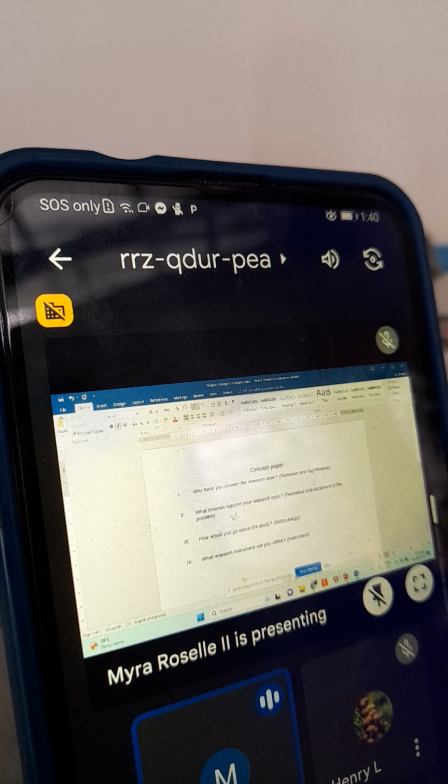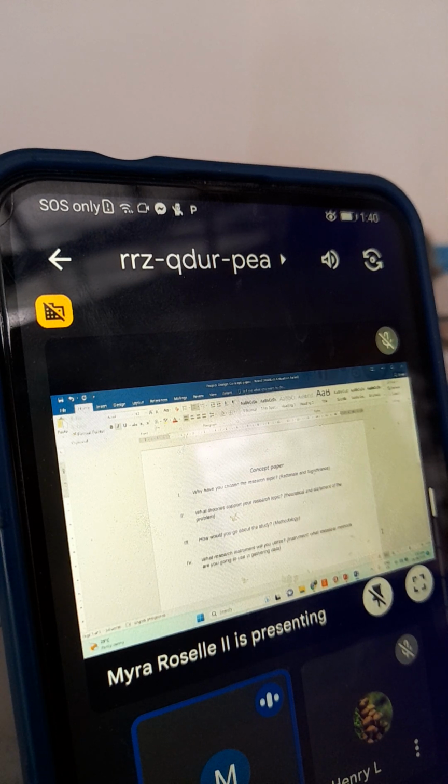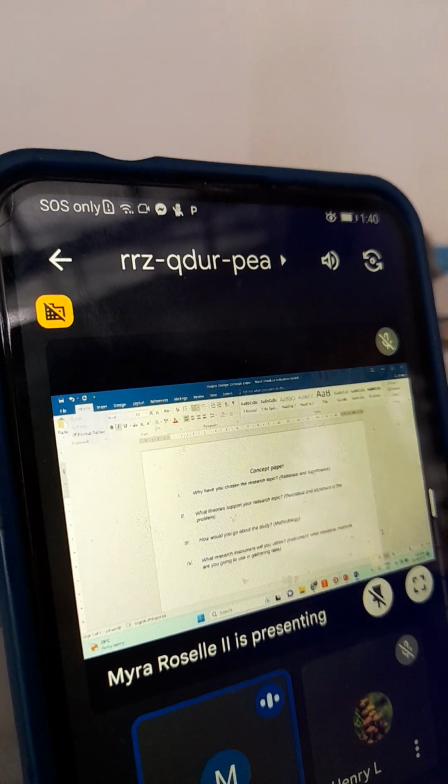Here, it's still part of methodology, but the answer here is what statistical method are you going to use in gathering data. Okay, so if you will try to check the questions here, it is just the chapter 1. But this is already your entire research paper.